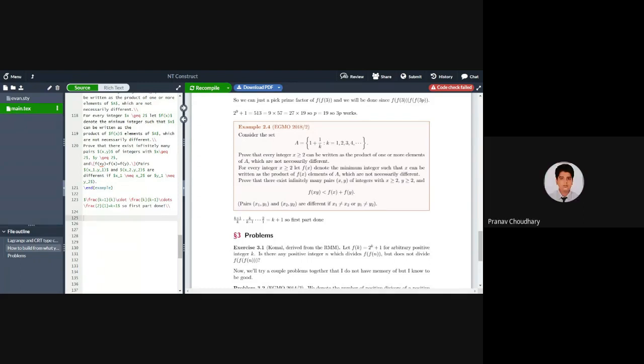RJ, can you just explain the f of x definition once? You can write every integer as a product of some elements of A, right? Yes, that's the first part. What's the definition? The minimum number of elements of A that you need to multiply to get x. Oh, okay. Like obviously these are distinct, right? Not necessarily distinct. Okay.